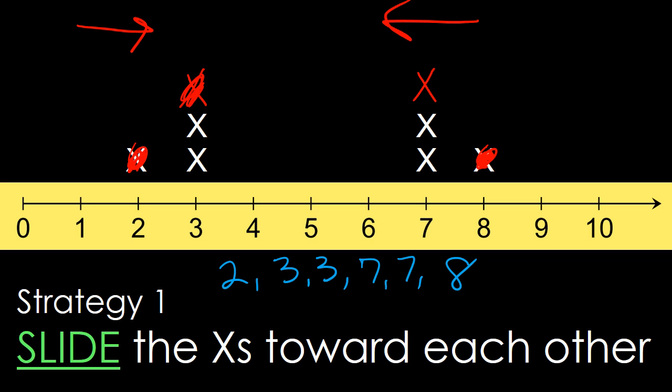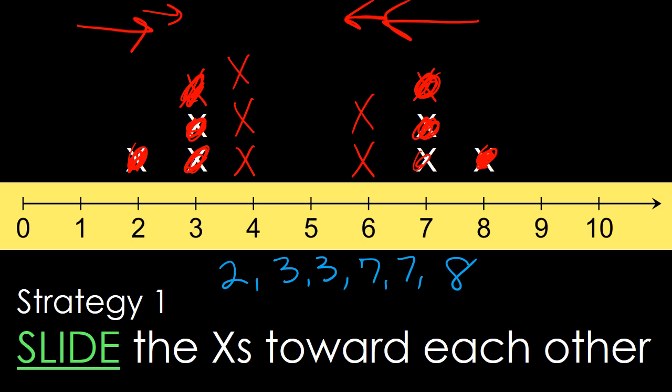So I'm going to cross out an x that's on 3, move it to 4, and do the same thing that's on 7 and move it to 6. Let's move an x from 3 to 4, move an x from 7 to 6. So I'll move them toward the middle. So I'm erasing an x from 3, moving it to 4, x from 7, moving it to 6. So you can see we're getting closer and closer here.